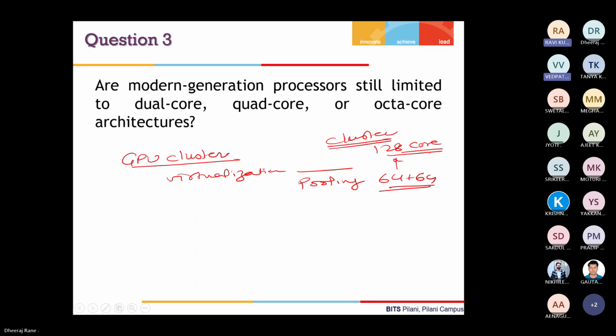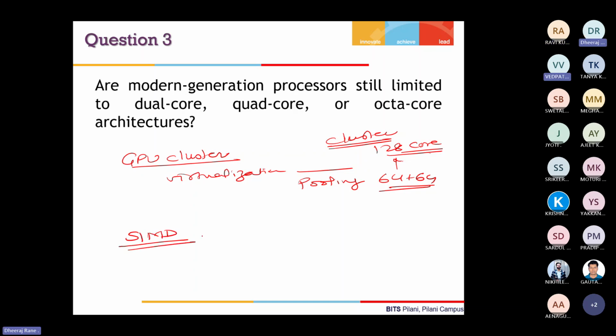Even with GPUs, we can have thousands of cores, hundreds of thousands of cores. Ravi, the concept of a GPU is totally different. Definitely, what you are saying is correct, that the number of cores will be huge. Thousands is the right number, because a GPU works on SIMD.